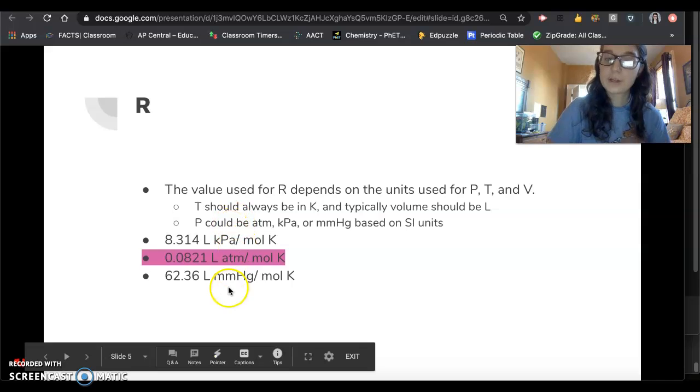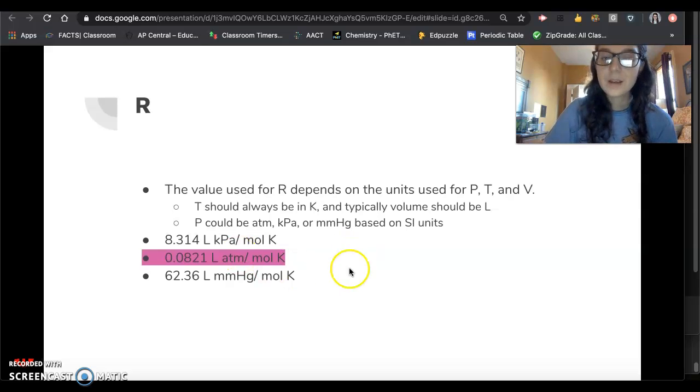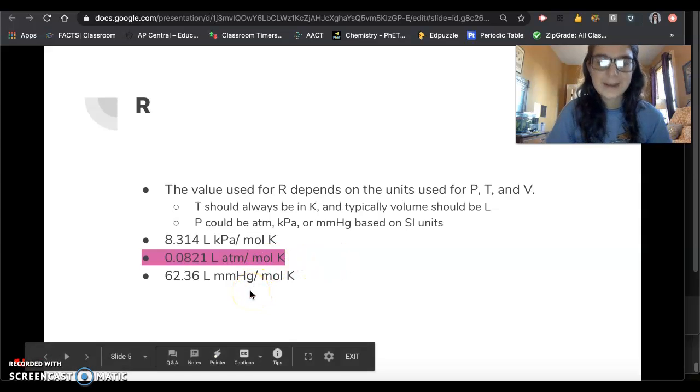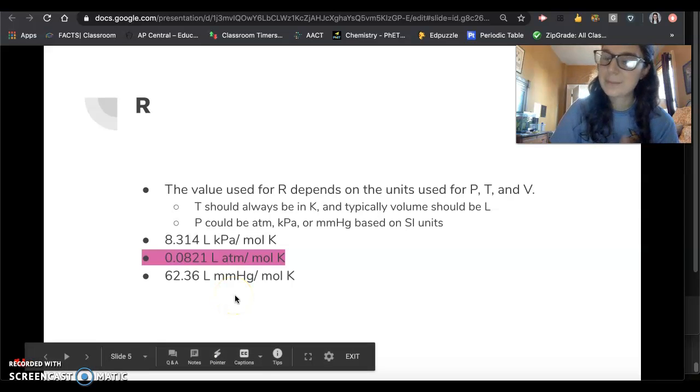So there's no need to memorize it. Just be aware of which value you are using based on your unit for pressure, and make sure that your volume unit also matches for the value of R. If you're given pressure in kilopascals, it would be equal to 8.314 liters kilopascals per mole Kelvin. If you're given atmospheres, which is the most common, which is why I highlighted it, your value would be 0.0821 liters times atmospheres per mole Kelvin. And if you're given millimeters of mercury, which I would say is the least common, it would be equal to 62.36 liters times millimeters of mercury per mole Kelvin.